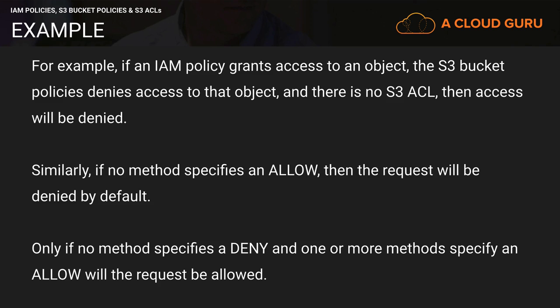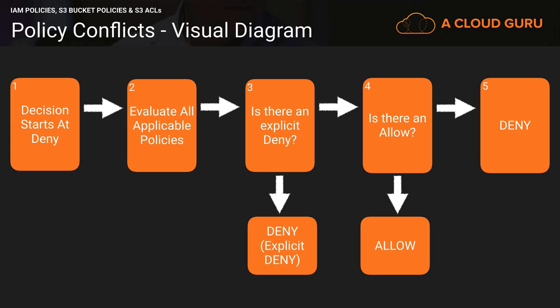Only if no methods specify a deny and one or more methods specify an allow, will the request be allowed. The best way to visualize it is this. You always start at a deny. Your decision is always going to be a deny. Then you have to evaluate all the applicable policies. There's going to be at least 2, sometimes 3 in your exam. What you have to figure out is: is there an explicit deny? Is there a deny on this bucket? Is there a deny on this object? Or is there a deny on this user being able to access S3? If there's an explicit deny, that's it. It's deny. If there's no explicit deny, move on to step 4.